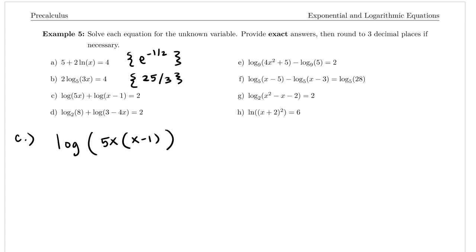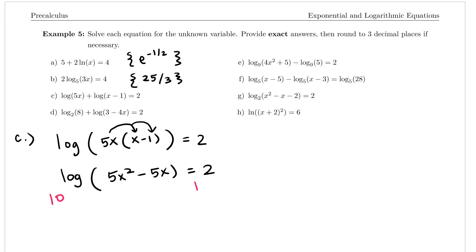Please make sure that you are putting parentheses because I need to distribute the 5x into both the x and the minus 1. If we do that, we get log of 5x squared minus 5x, and this is equal to 2. Now at this point, again, we could either use Bay, or because we're using the common logarithm, the base is 10, and we could do that. Those will undo each other. And so we get 5x squared minus 5x is equal to 10 to the power of 2, which is 100.